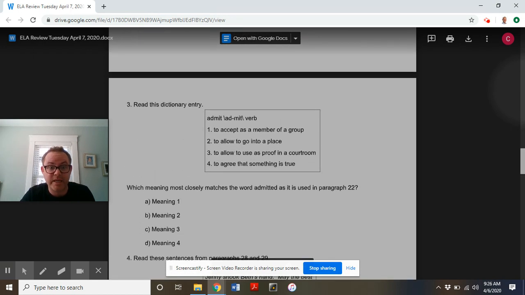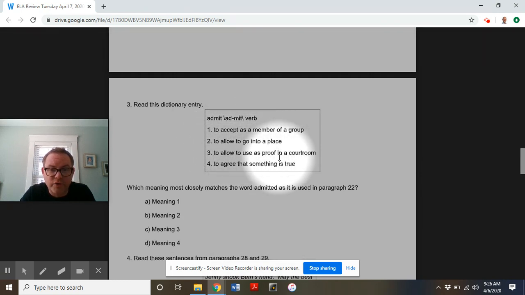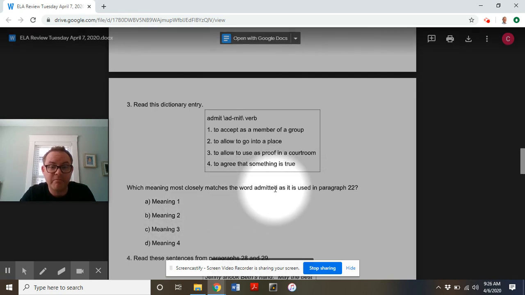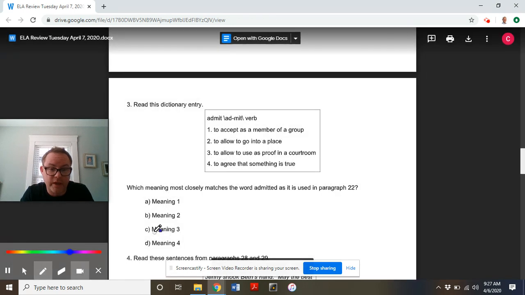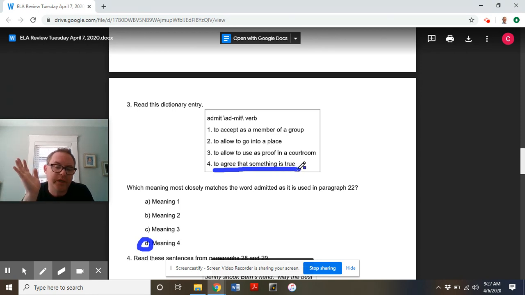How does that connect to the meaning? Well, let's see. To accept as a member of the group, to allow to go into a place, to allow to use as proof in a courtroom, to agree that something is true. Which meaning is most similar to the way that the word admitted is used in that part of the story? What do you think? It's D. You got it, my friends. Well done. Yes, meaning four says to agree that something is true. So she's saying, okay, all right, I just realized it now, so I'm telling the truth now.